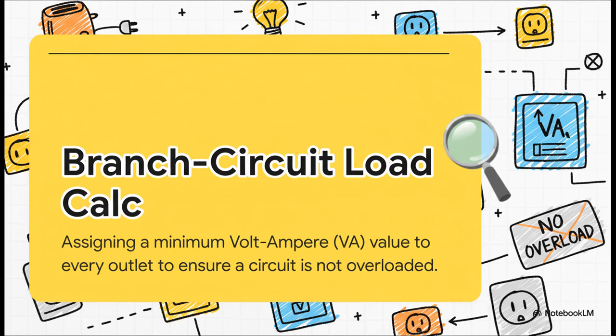So what does that actually mean? It's just the official process for giving a minimum power value, measured in volt-amperes, or VA, to every single outlet on a given circuit. You can think of VA as the apparent power. It's what the wiring and the circuit breaker actually have to deal with. By doing this, you're making sure the total demand on that circuit never, ever exceeds what it can safely handle.